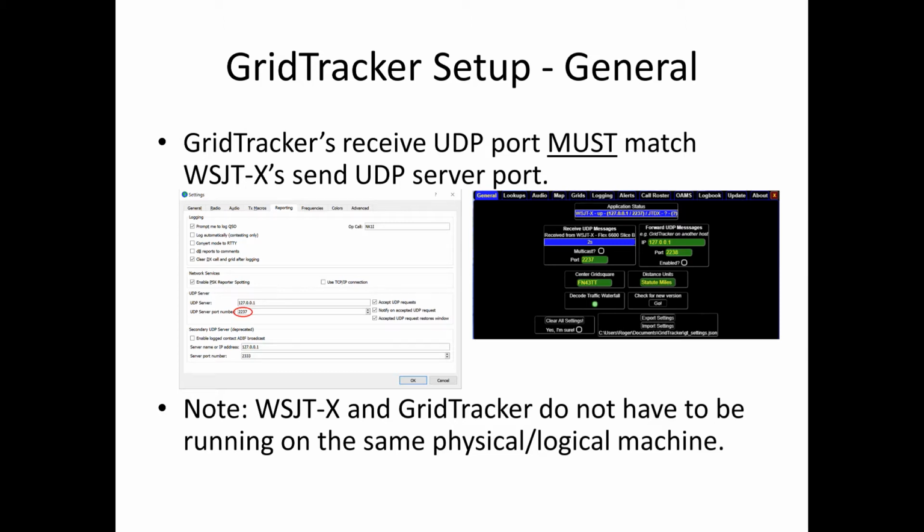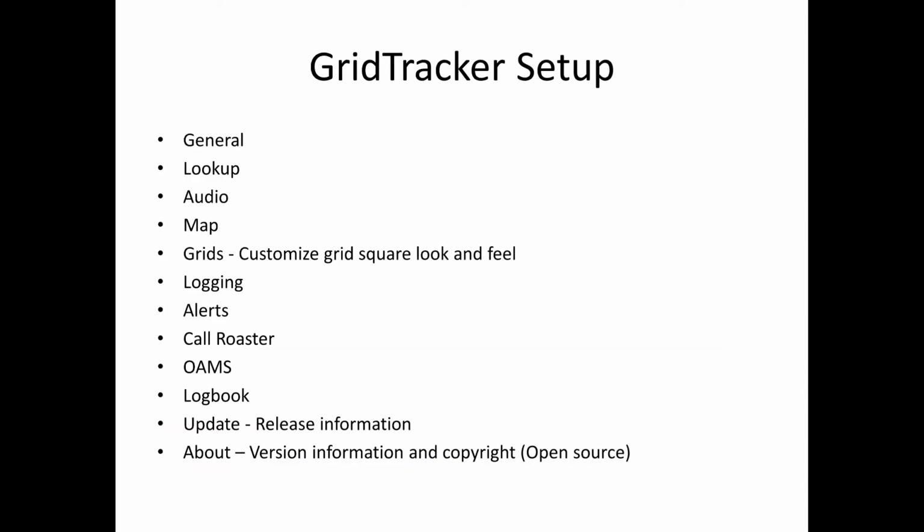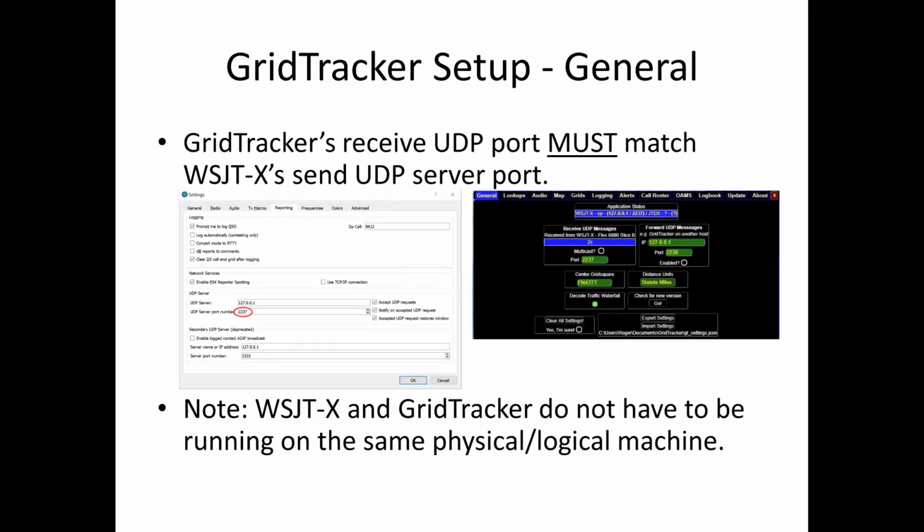So if we back up here, you'll see the flow comes off the radio through WSJTX, flows through GridTracker, and then once the QSO is completed, it flows out either to something like Logbook of the World in the cloud or to something like N1MM, a local thing. So it's really key to get the flow correct. And once you do that, it should work like a champ. As I note at the bottom here, they don't have to be running on the same machine.